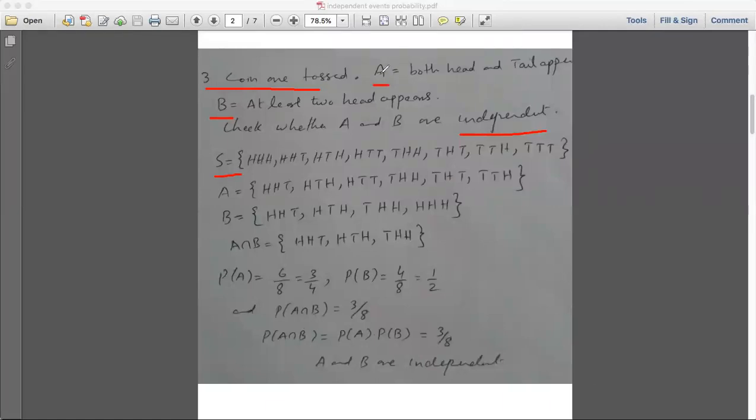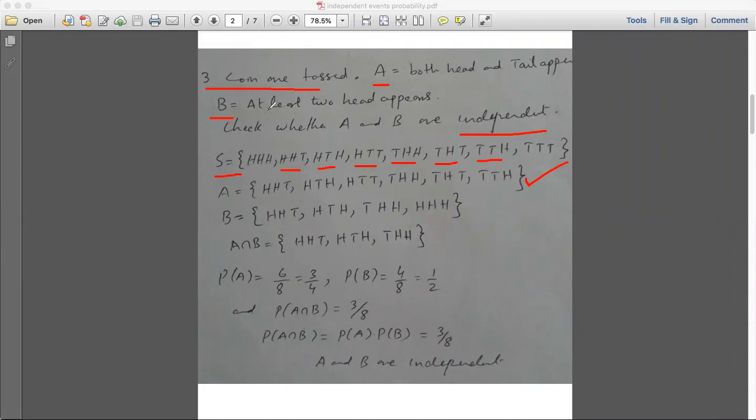Now what do we need to take? We need to take set A, in which both head and tail appear. So from the sample space, we will take those elements that have both head and tail. So head, tail, this also has a head and tail, this also, this also, this one. Okay, the first one has only heads and the last one has only tails. You will not take those two. So this is the set A, in which we have a total of 6 elements.